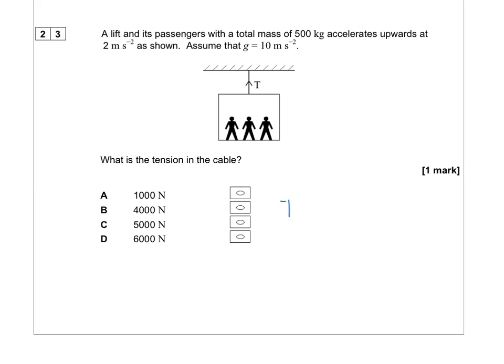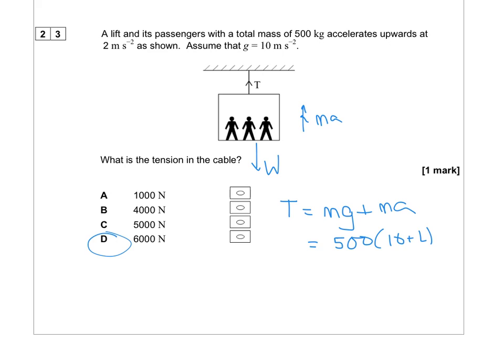So the tension must be acting against the weight force and providing the resultant force. So it's going to be essentially mg, which is the weight force going down, and it also needs to be providing the resultant force, which is ma. So it's going to be 500 times (10 plus 2), which is 12 times 500, which is 6,000 newtons.